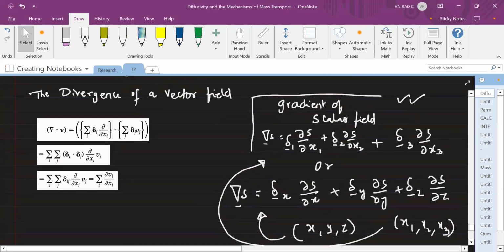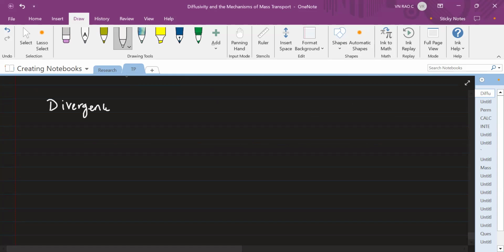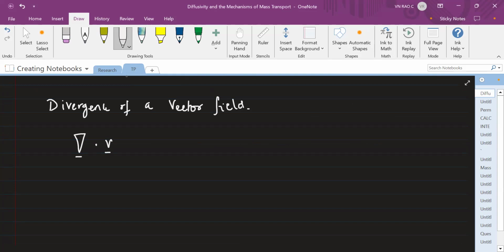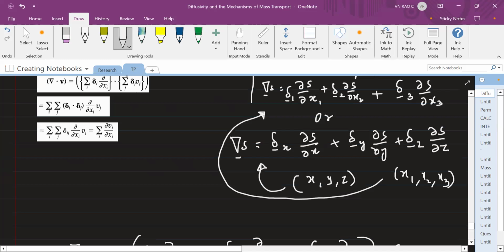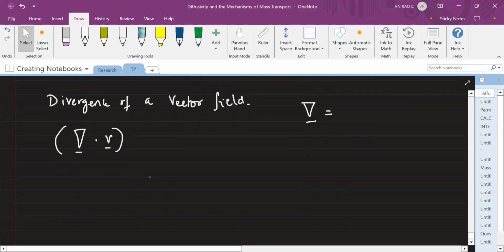Now let us take the divergence of a vector field. That is del dot a vector. Generally, the del operator, as we have seen, can also be written in a general notation like this. Earlier we saw the delta notation like this.